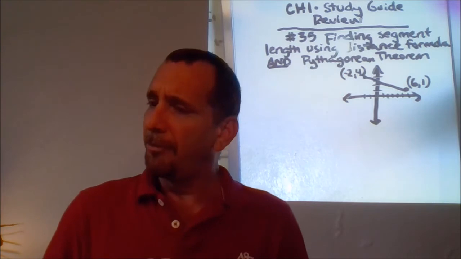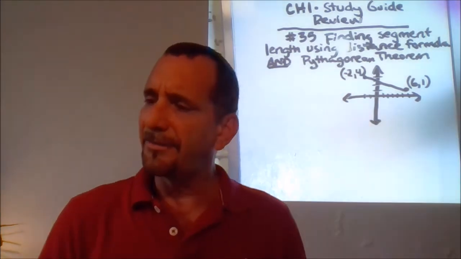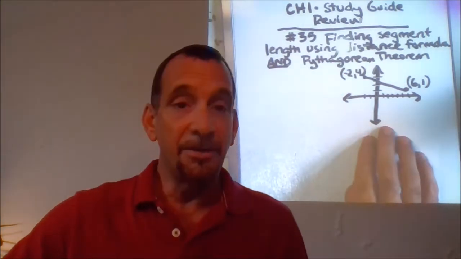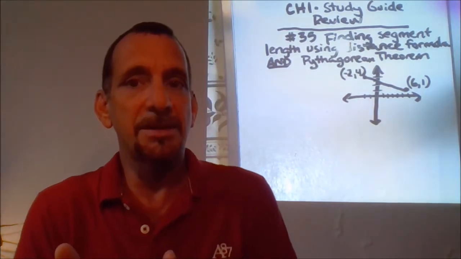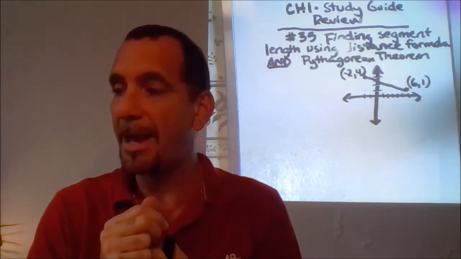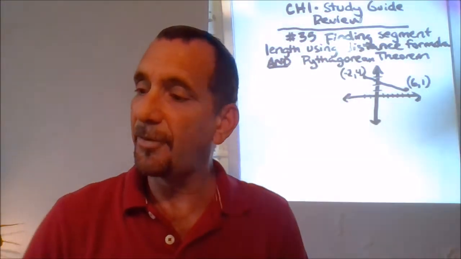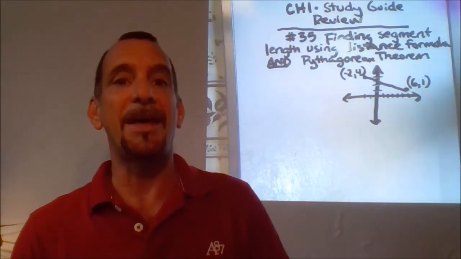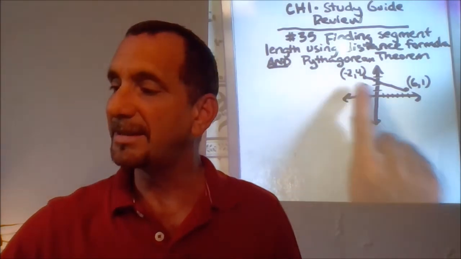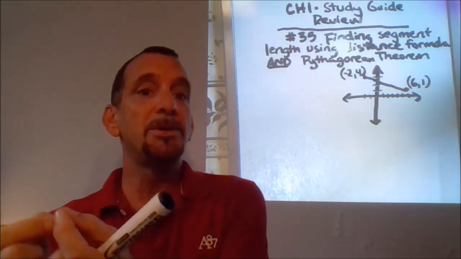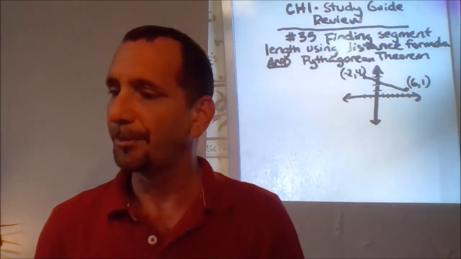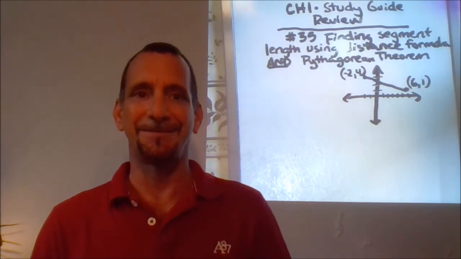And the reason they want us to find the length of this segment with the graph given is because they want us to do it using two methods. And they want us to use the distance formula and Pythagorean theorem to find the distance between 2 points, which is the length of the segment that joins those 2 points.